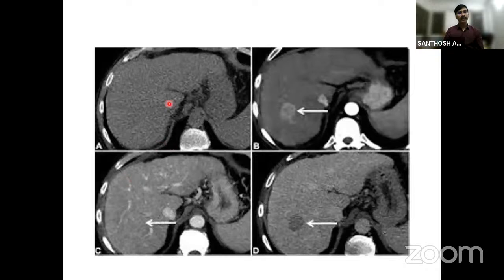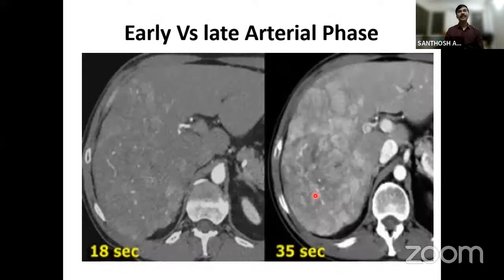So we put some dummy images. This is the plain image. This is the arterial phase, which shows an arterially enhancing SOL in segment 7, which had washed off in the portal venous phase and is seen as a buttonhole in the delayed venous phase. So this is HCC. HCC is essentially an imaging diagnosis rather than a tissue diagnosis.